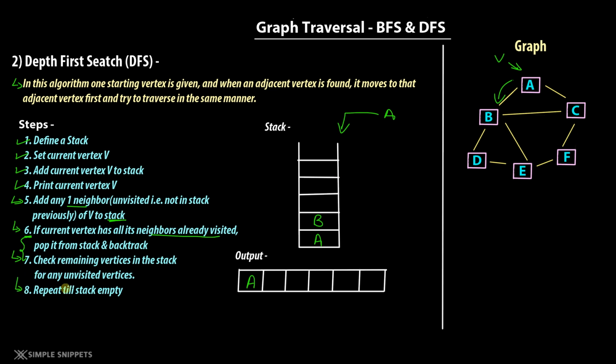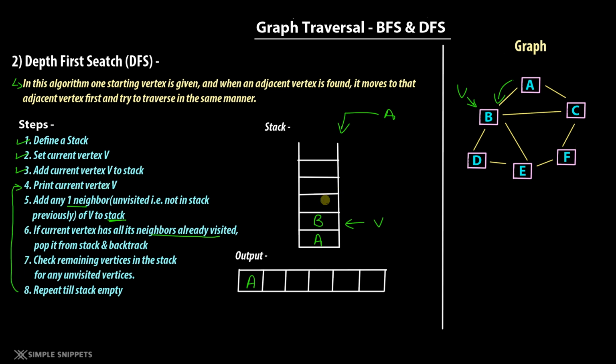Then you move forward, repeat the process till the stack is empty. So we're done with A, we've printed A, we've added B to the stack. So now the next current vertex is going to be B, which is the top of the stack, right? Okay. So again we will jump to step number 4.